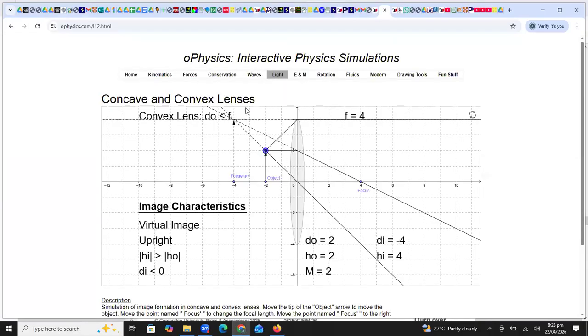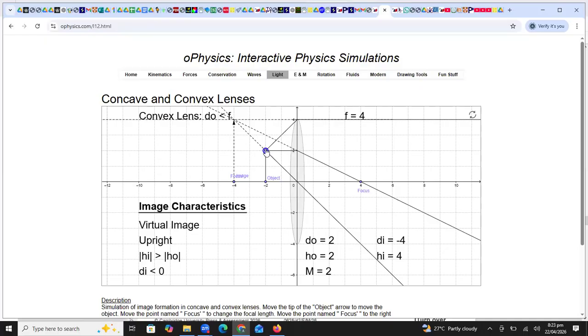So first of all, look at here, beta. This image is upright. Upright means it is not upside down. It's an erect image, an upright image. And this image is virtual. And you can see the object height is 2 centimeter.